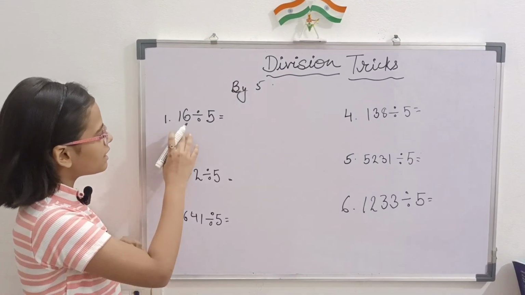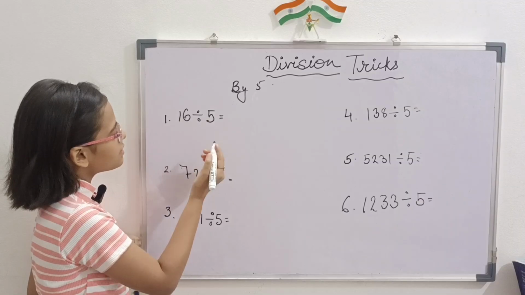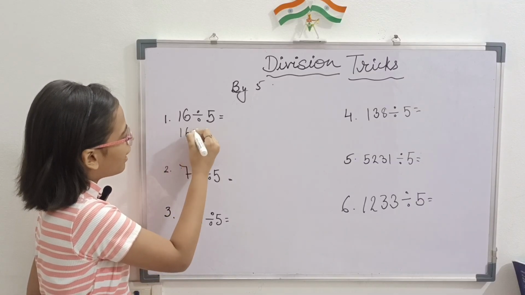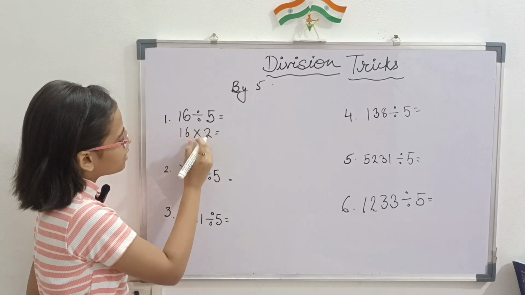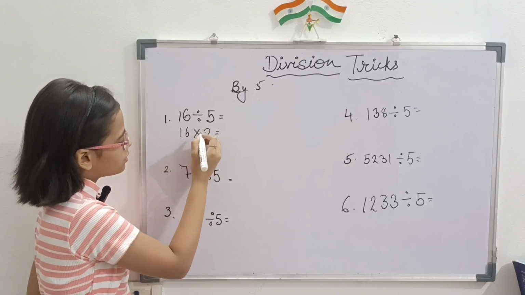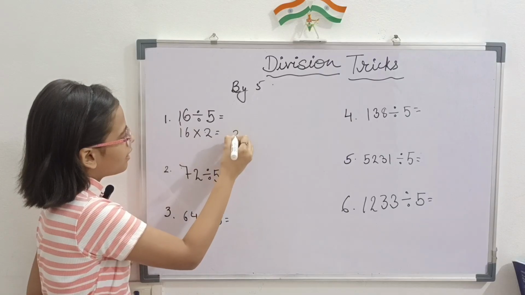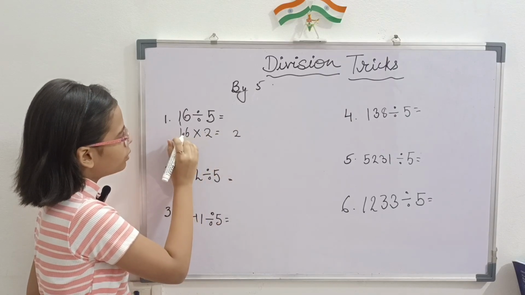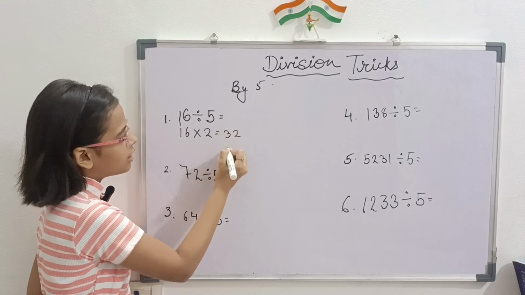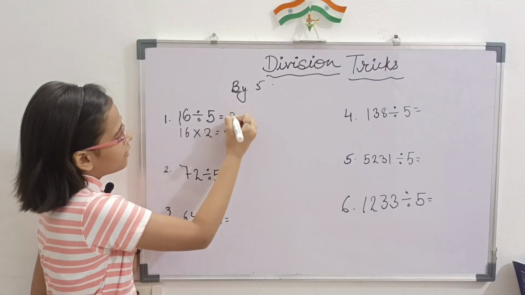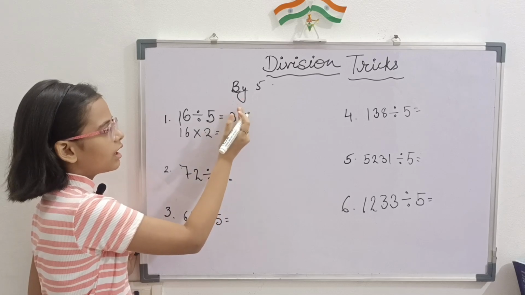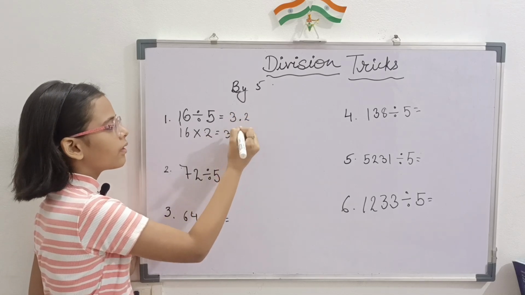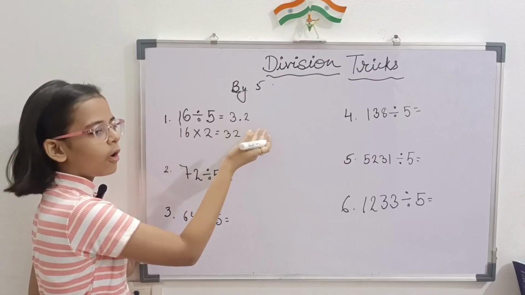So, our first number is 16. First we have to multiply it by 2. Then we get 12. 6, 6 2s are 12. 2 1s are 2, 3. 32. Then we have to add a decimal after leaving a digit from the back. So the answer is 3.2.